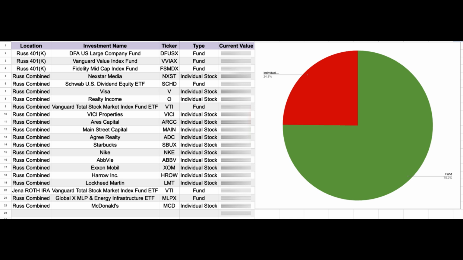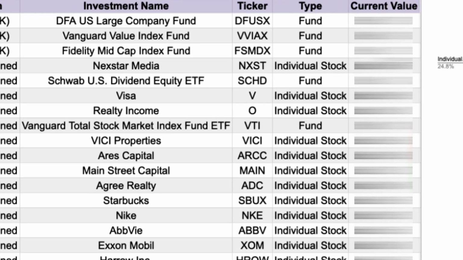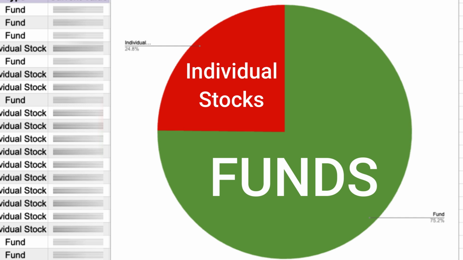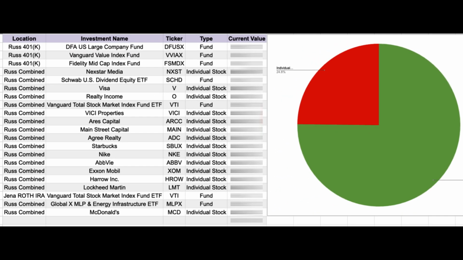Now, as you can see here, Nexstar Media is my number one largest individual stock position at 4.25% of my overall net worth. And if you follow the channel, I've been working toward getting my overall investment net worth, again, this is not any savings accounts, not any 529 plans, the equity in my home, anything like that, it's just mine and my wife's investment accounts, I want this to be 85% fund exposure and 15% individual stock exposure. So we're working on it. We're making some moves here and there to get it there.